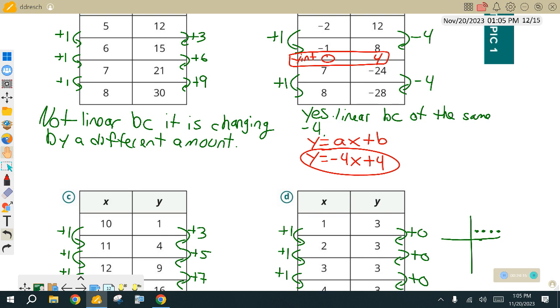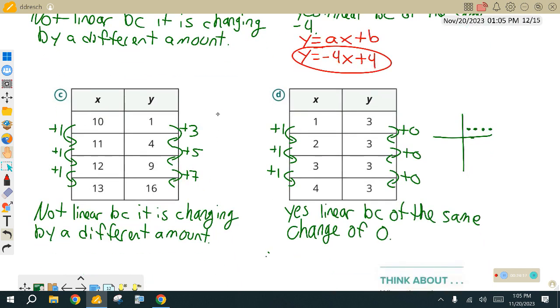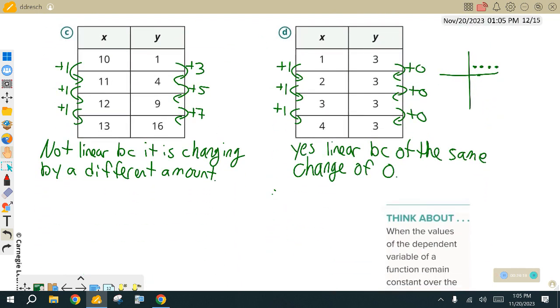Okay, let's look at letter D. Y equals ax plus b, said Matt. That was our equation. Okay, what did we just say our slope was on that one? We were changing by what? 0.